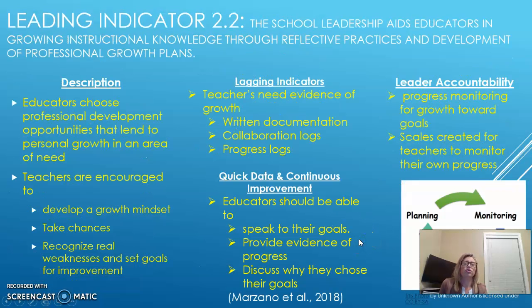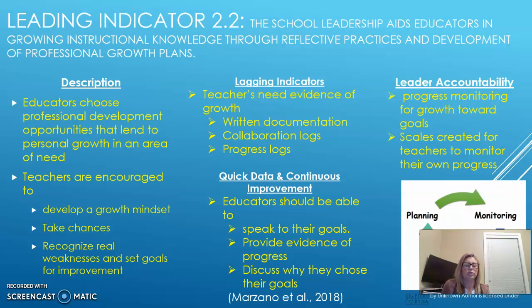Leading indicator 2.2: the school leadership aids educators in growing instructional knowledge through reflective practices and development of professional growth plans. A description includes educators choosing professional development opportunities that lend toward personal growth in an area of need. Teachers are encouraged to develop a growth mindset, take chances, and recognize real weaknesses that they can set goals for improvement. Lagging indicators: teachers need evidence of growth, and that can be written documentation, collaboration logs, and progress logs.